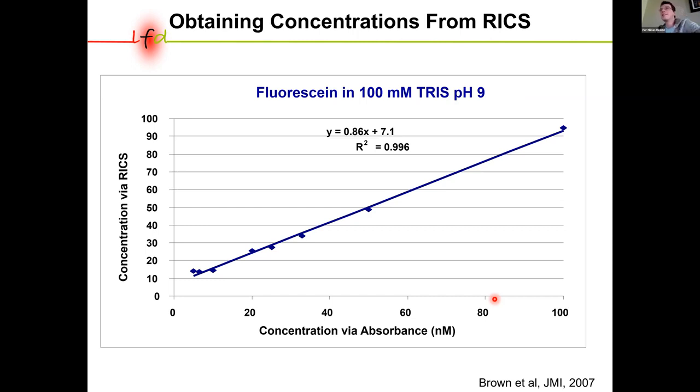So let's look at the concentration measurement via RICS. This was a solution of fluorescein in a buffer. As a reference, an absorption measurement was taken to calculate the concentration of the solution, and then RICS measurements were taken of the same dilutions. And as you can see, you get a nice correspondence, a nice linear scaling as you would expect. So you can also quantify concentrations using the RICS method.